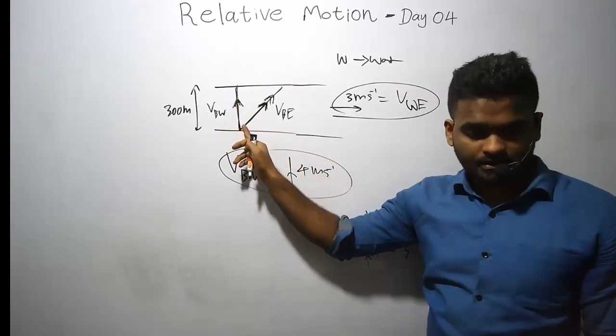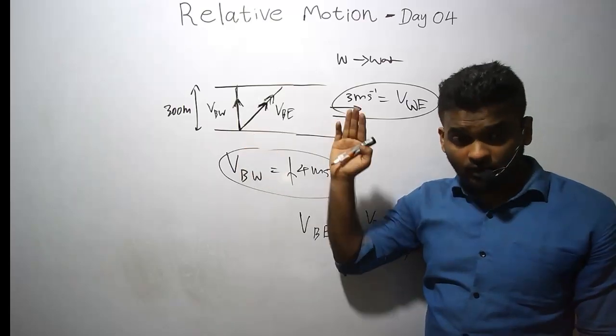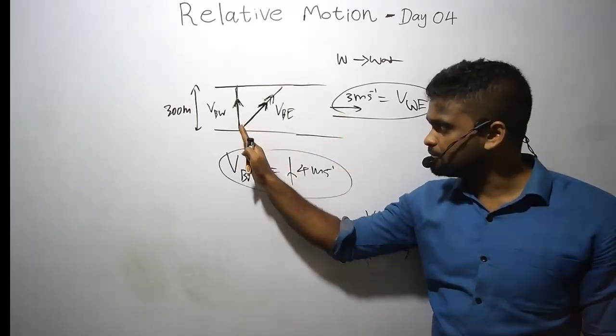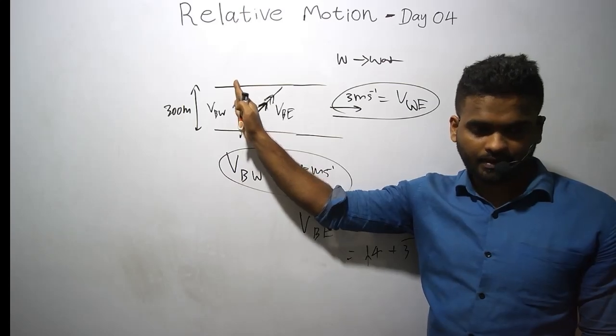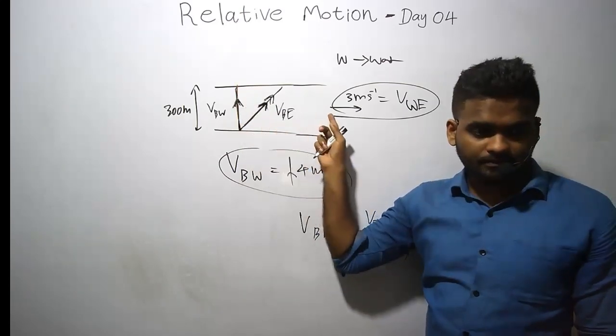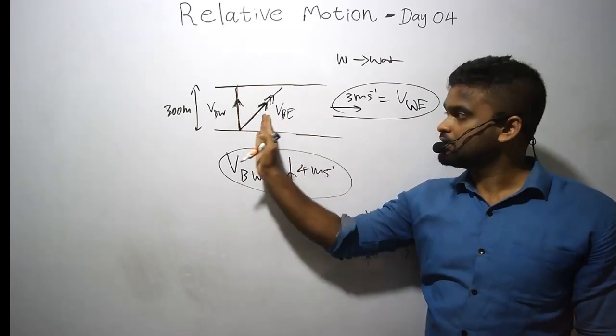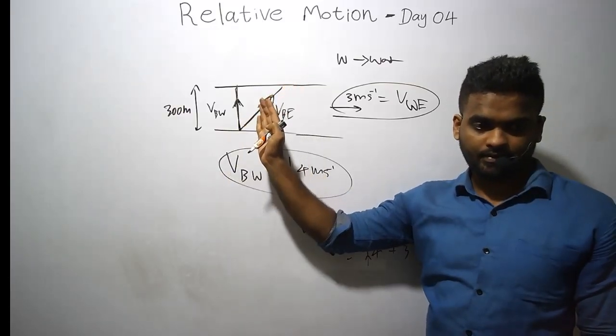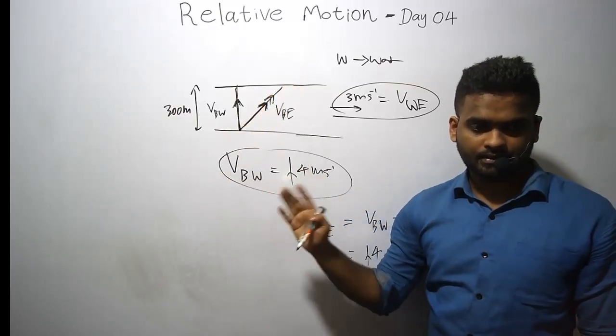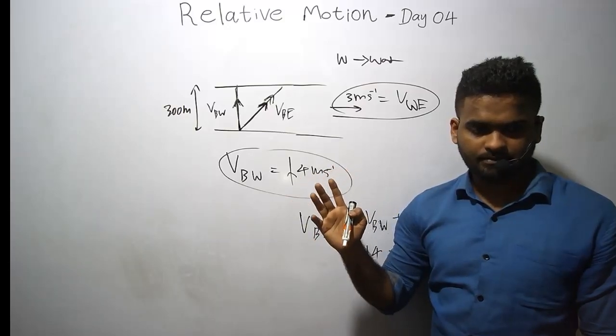They can move the boat. If water is still, you can move the boat perpendicular to the river. But the river is obviously flowing, right? So the boat would travel like this. Understood? Is that what you're asking?